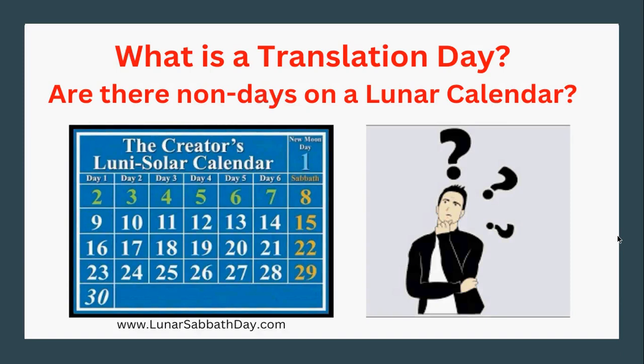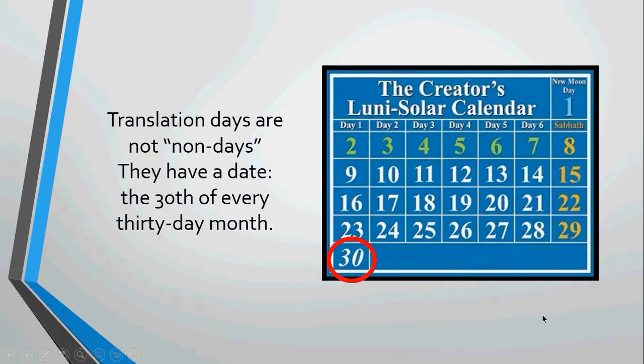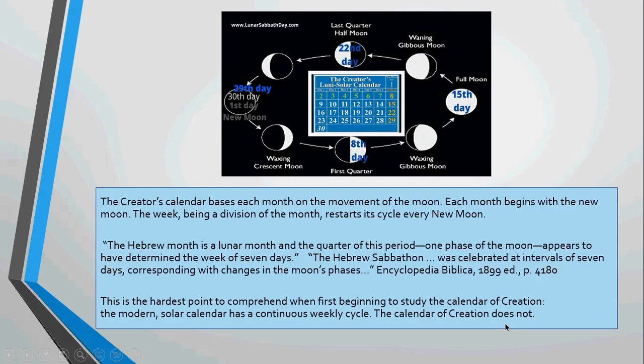Our title today is, What is a Translation Day? And are there non-days in a lunar calendar? Good questions. But translation days are not non-days. They have a date, the 30th of every 30-day month. The Creator's calendar bases each month on the movement of the moon. Each month begins with the new moon. The week, being a division of the month, restarts its cycle every new moon.